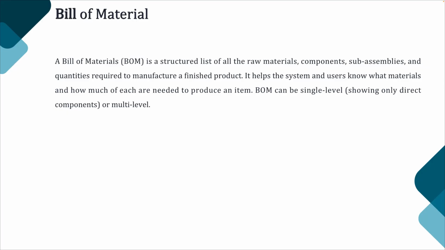When it's single level, it shows only your direct components. When it's multi-level, it shows your sub-assemblies and their parts. So it generally includes your finished product, component items. The finished product is your parent item, and the component items are your child items, and the quantity of each component. Then comes your unit of measurement, then your scrap percentage, if any. Then your effective date and revision level.